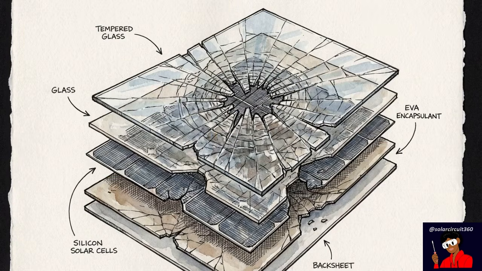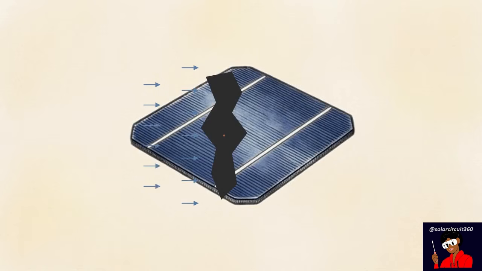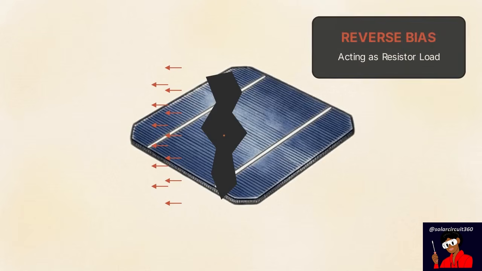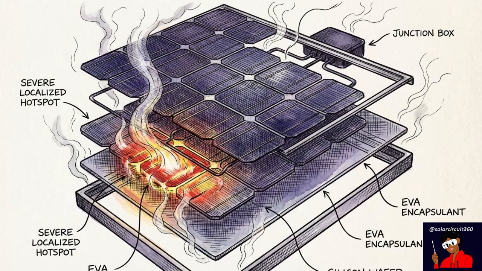The danger escalates rapidly if that already degraded panel develops a physical defect, like severe microcracking or partial shading from debris. In this internal schematic, the weakest panel can no longer pass heavy current. The electrical vectors violently reverse direction, forcing power into the damaged cell. In this reverse bias state, it becomes a resistor load. Consequently, the panel begins dissipating the energy entirely as heat. This intense, localized thermal event is known as a hotspot.